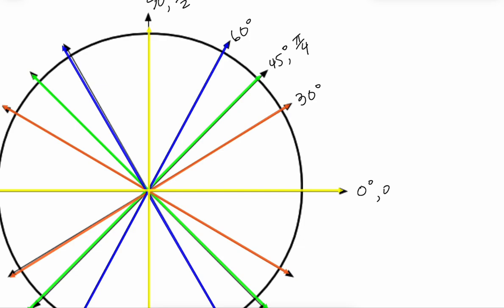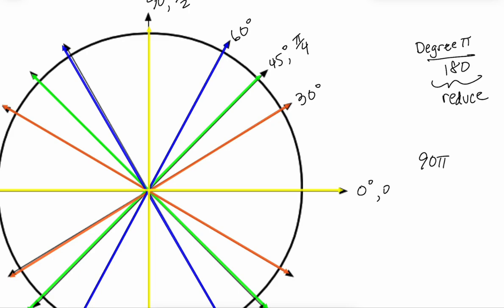Another pattern that might be helpful to you is that if you want to find the radians and you're just unsure about how it relates, you can always put the degrees, tack on a pi, and put it over 180, and then reduce. So that is a formula that works for every single degree measure that we got. So technically, 90 pi over 180 reduces down to pi over 2.